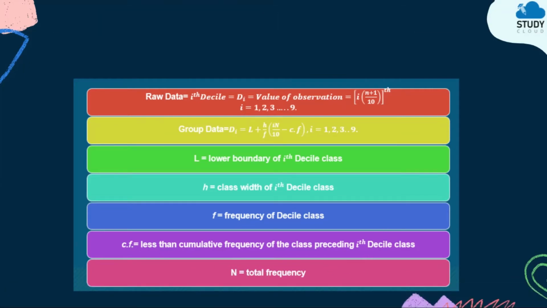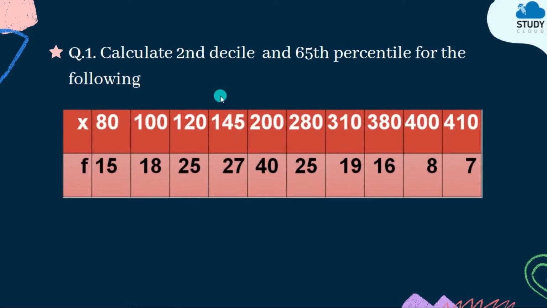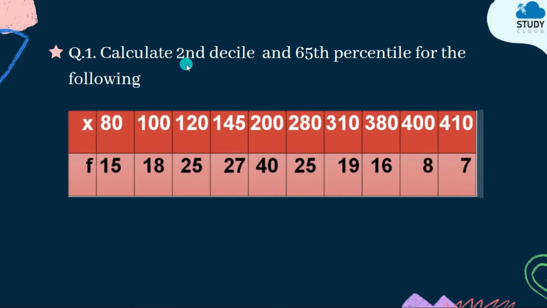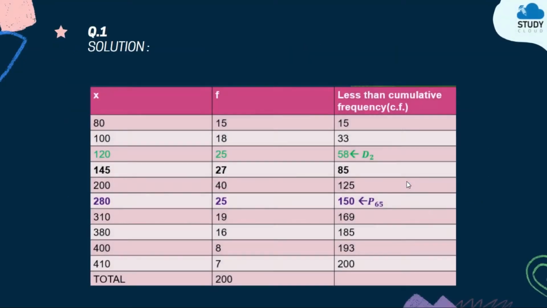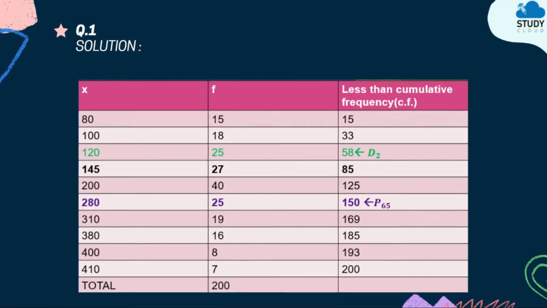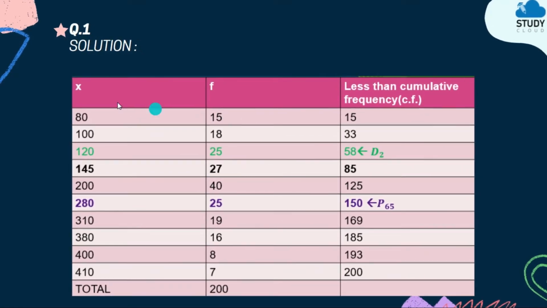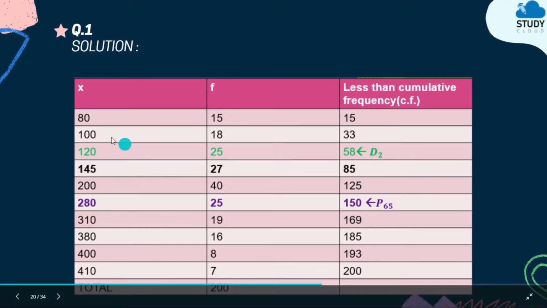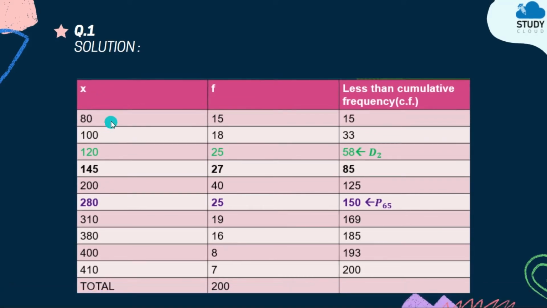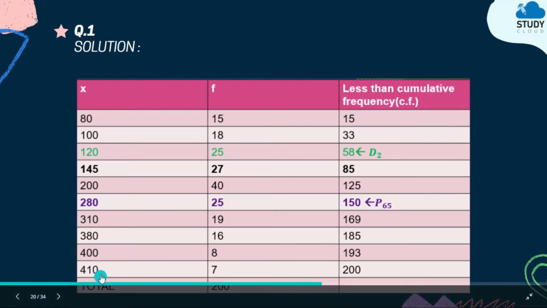Now let's see one illustration here. We have to find the second decile, meaning decile 2, and percentile 65. All the values of x are given to you and the frequencies are given to you. Now let's see the first part. First we have to make a table here. If you see this table carefully, all the values of x are given to you, so write the values of x here from the question itself and write the frequency as it is given.